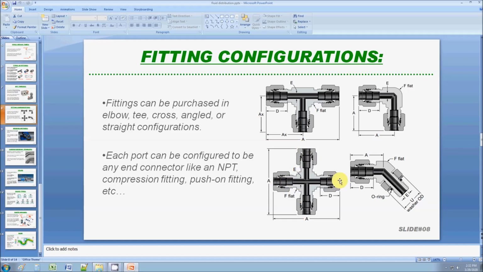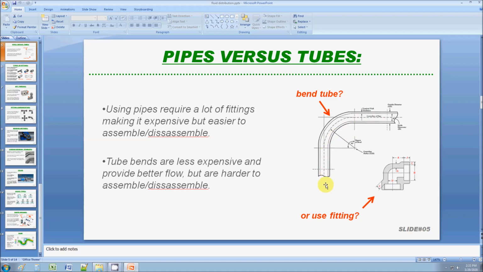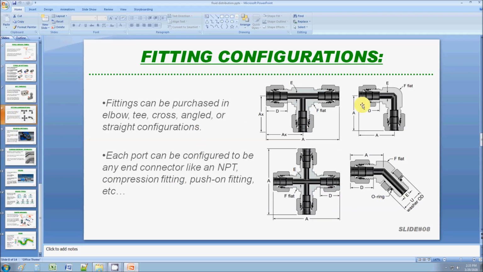You can buy these in a cross shape, in a T shape, in an elbow shape. But again, like I said, notice how much complexity goes through these things. There's a lot of complexity that you're including in the system when you use fittings, as opposed to just like the tube where everything's already connected. But again, I've already talked about the pros and cons. This is just showing you that yes, fittings can be purchased in different configurations.